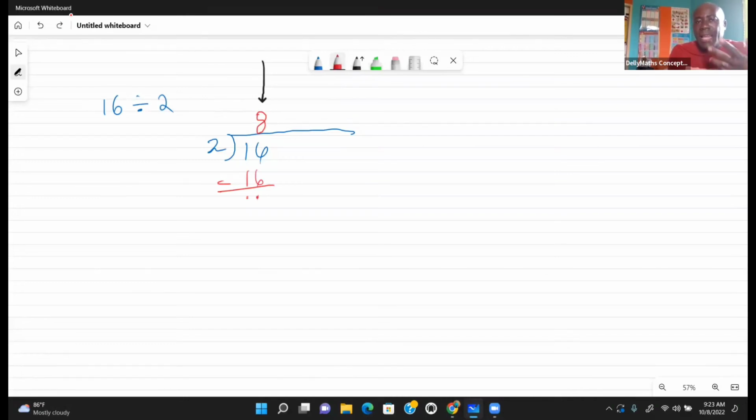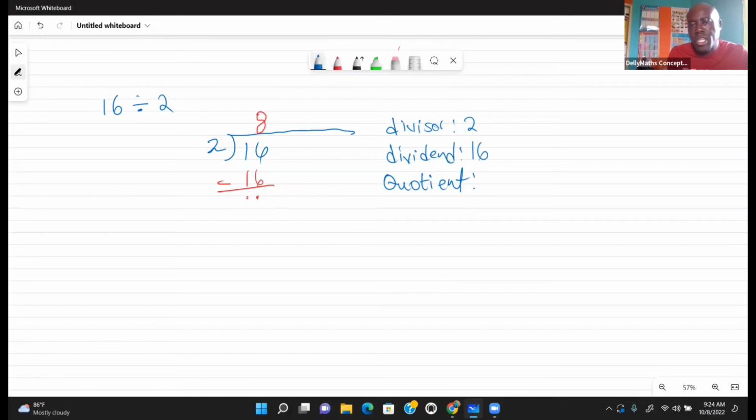Now, at this moment, we're not rushing anything in. We're just looking at principles first. I want everybody to write this off, but we're going to put some labels on these. The divisor was 2. The dividend was 16, the quotient 8, and the remainder was 0. There was no remainder, so it's a 0.